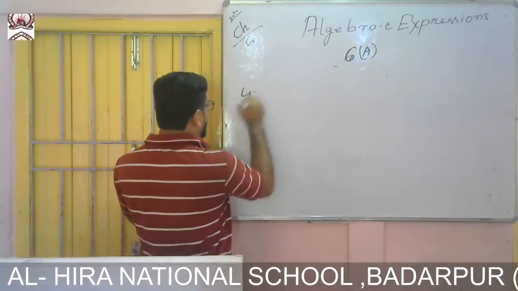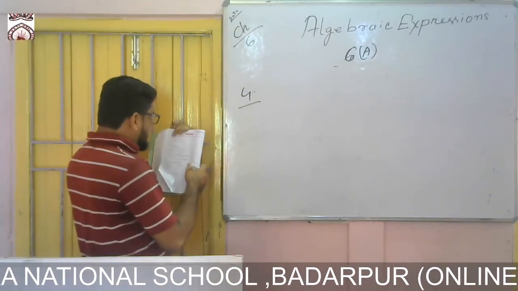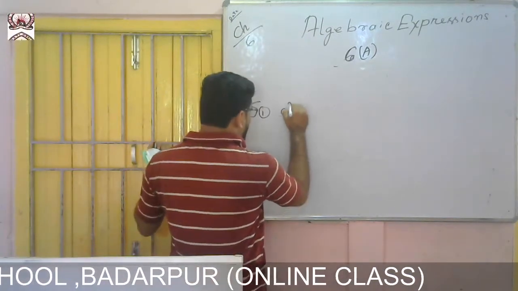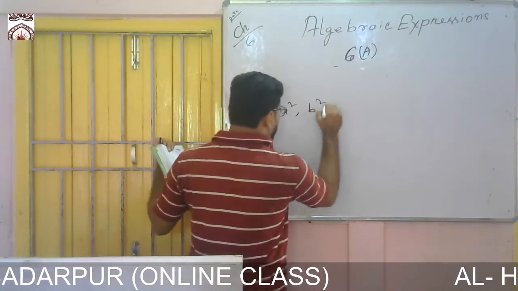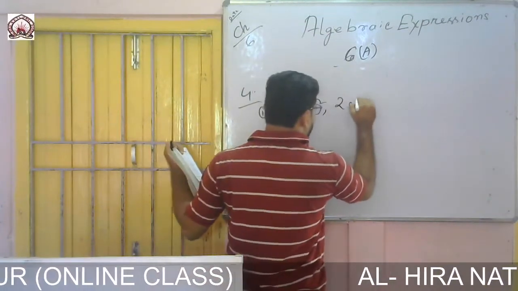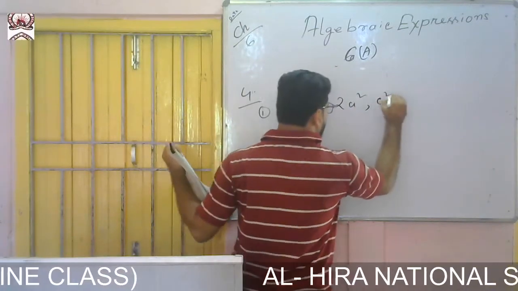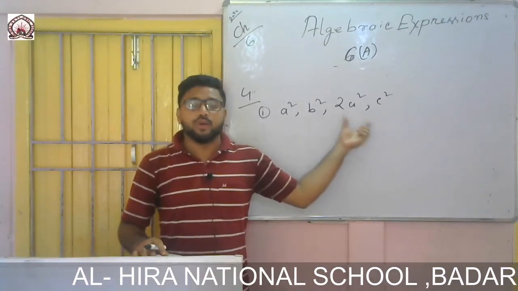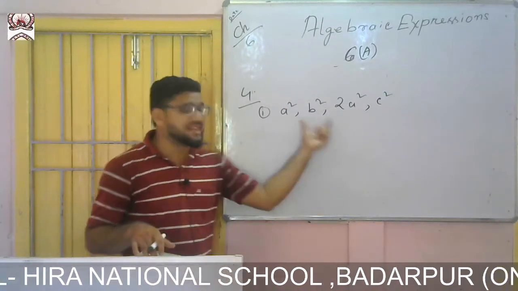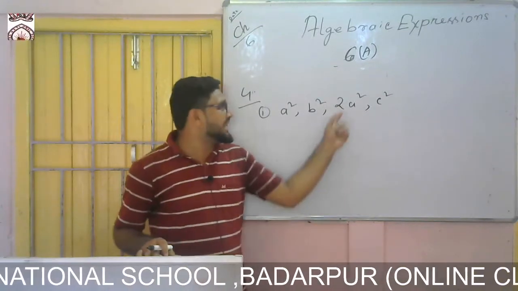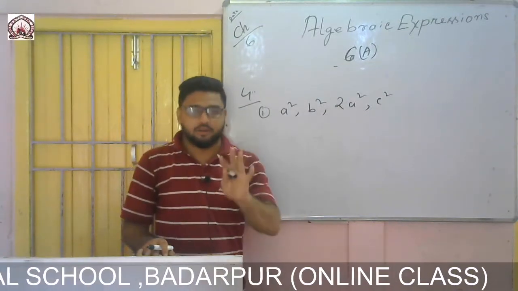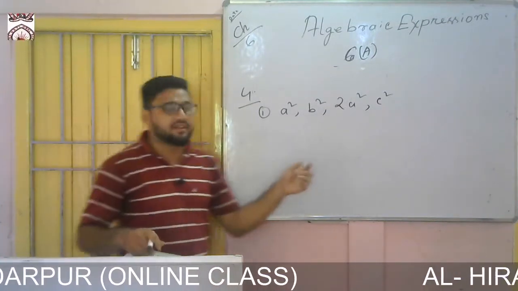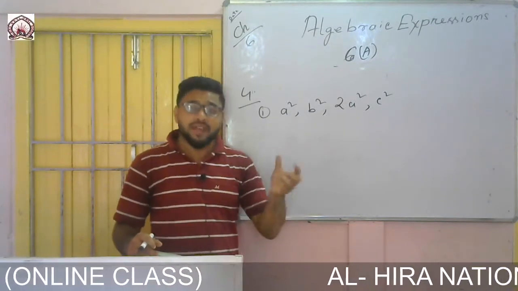So see question number 4. Identify like terms in each of the following. Write question number 1: a square, b square, 2a square, c square. Among these we need to find which are like terms. That means which have the same literals, not just the numeric part. The numeric part may be changed, no problem, but the literals part should be same.